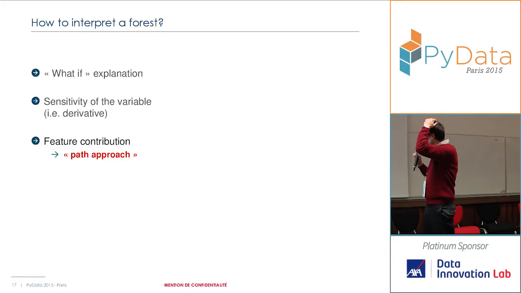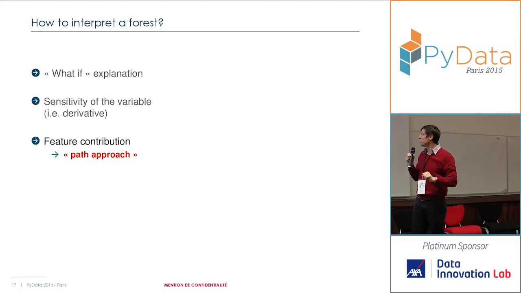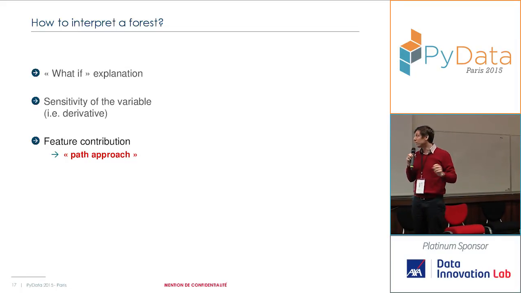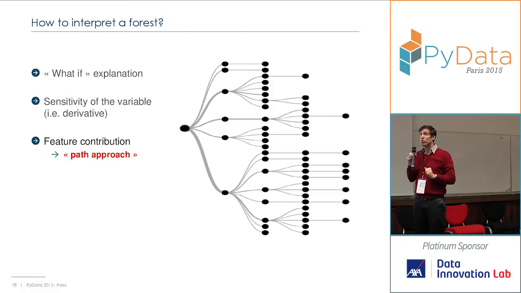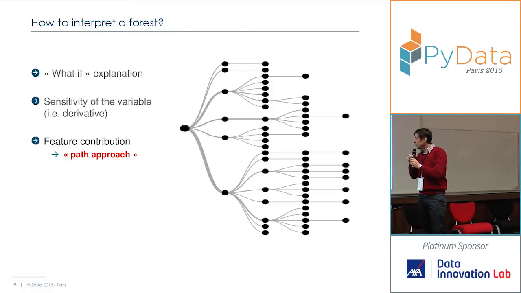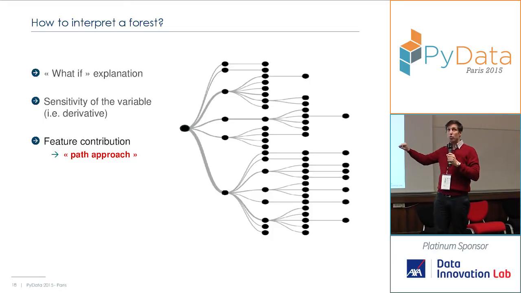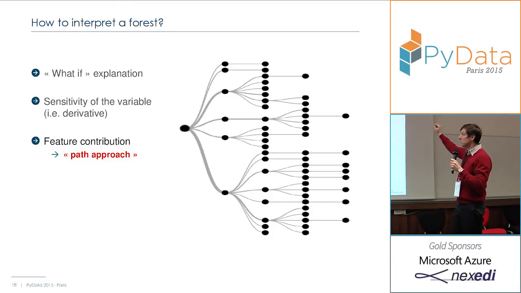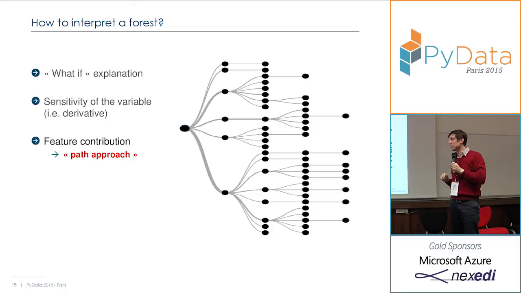And so we try to look at something which we call the feature contribution. There are different ways of looking at this feature contribution. The one we look at is a path approach: to go through all the paths of the decisions that have been taken, and inside of these paths, try to quantify something. And this something will give the interpretation.